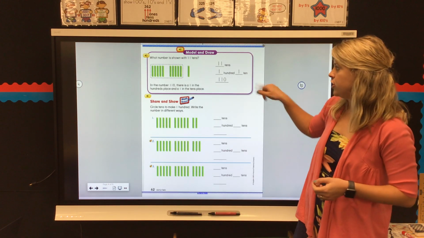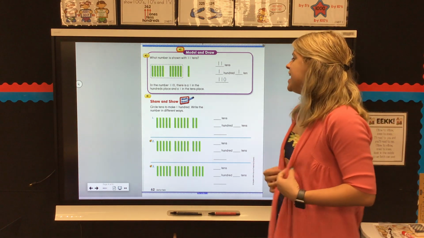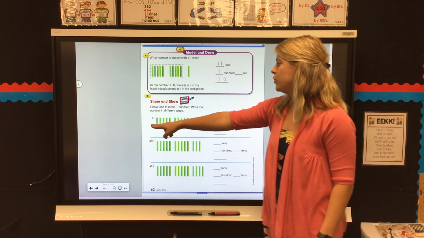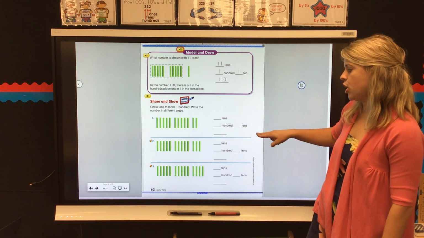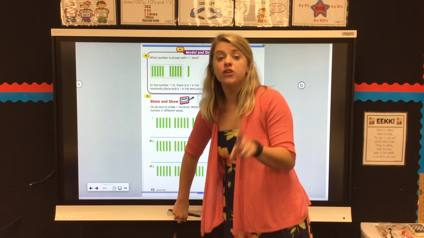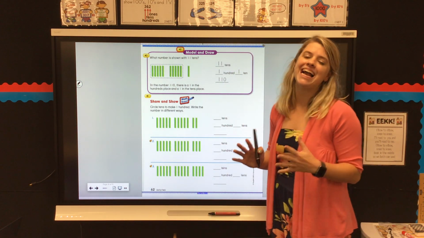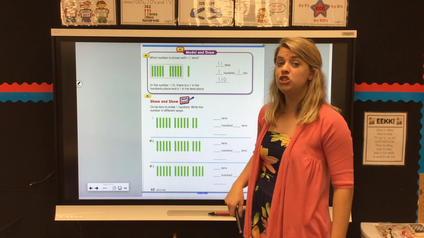Let's go. I'm going to show you. I have my page up here, okay? Now, we're going to look down here at our share and show. So we should be moved down to number 1. And remember, the first thing we're going to do is count the 10 rods because we want to know exactly how many 10s we have. So let's do that together.